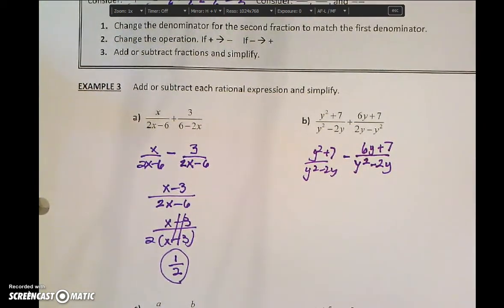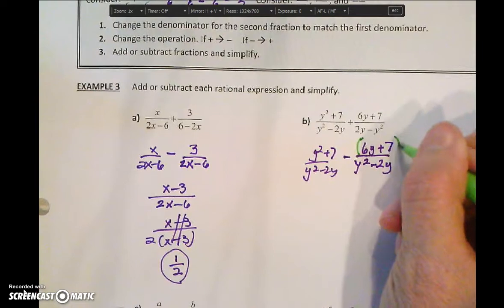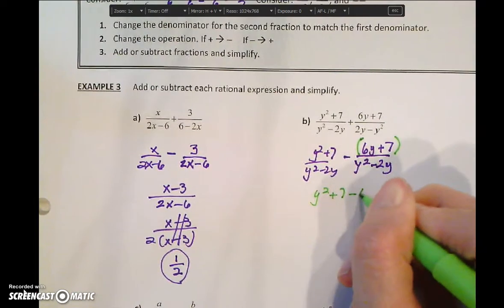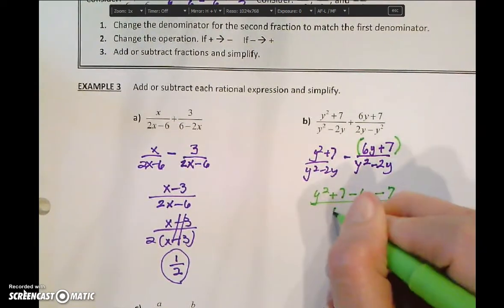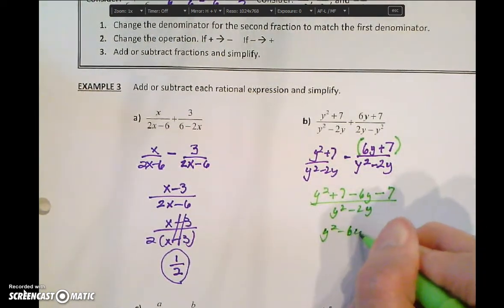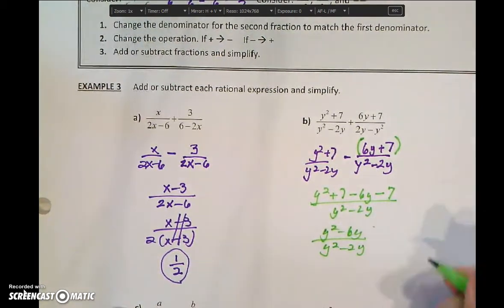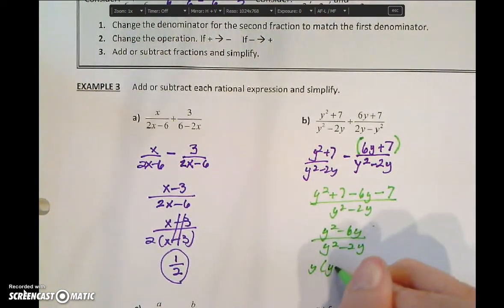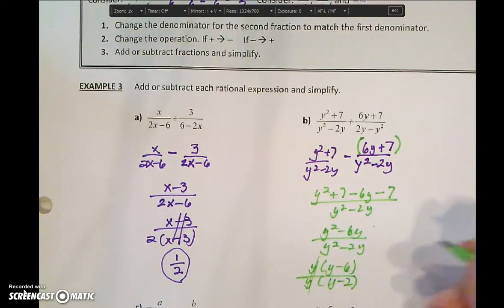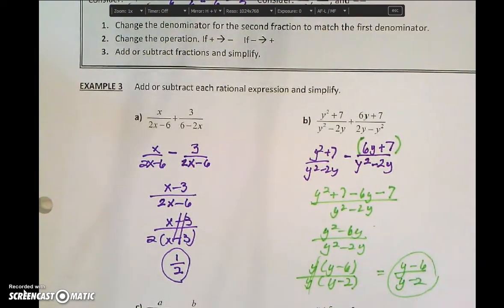All right, so now I want to put my parentheses around my numerator because I'm subtracting. So this time I'm going to have y squared plus 7 minus 6y minus 7 over y squared minus 2y. So let's combine. I've got y squared minus 6y and a plus 7 minus 7, that's 0, over y squared minus 2y. Factor, so I get y times y minus 6 over y times y minus 2. My y's cancel, and my final answer is y minus 6 over y minus 2.